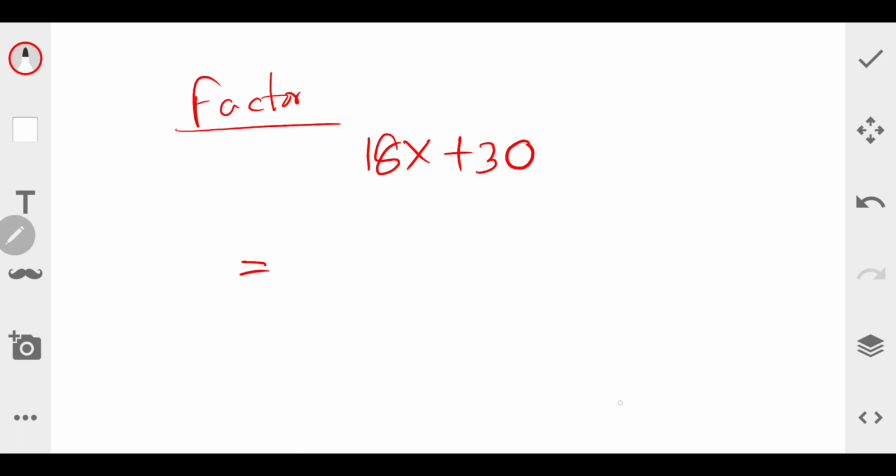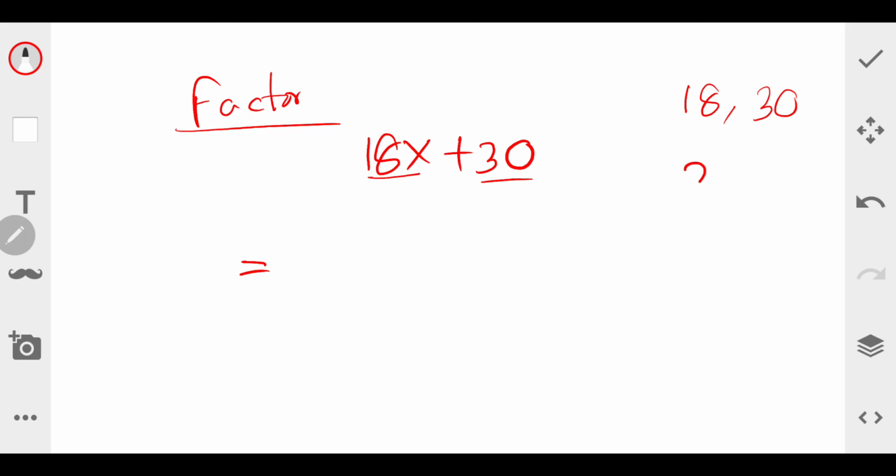So now my question is, factor 18x plus 30. So I use the rectangle for our understanding. Now let's factor this one. So when we're factoring, what is the common term if we have 18x and 30? So the numbers are 18 and 30. So what are the common factors?